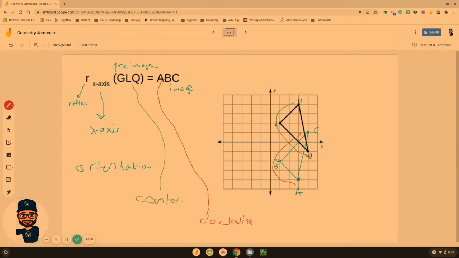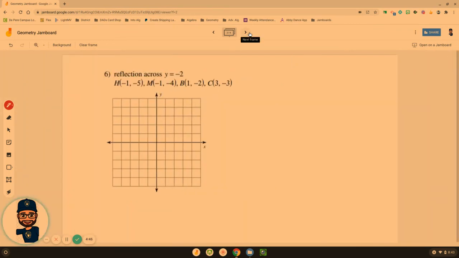Okay, so again, our reflection line of the pre-image, flipping everything over the x-axis to get this new shape ABC. Now, occasionally they'll also have us do it with certain points, right? They want us to take these 4 points and reflect them across y equals -2. All right, so I'm going to draw this line first, y equals -2, which is this line right here.